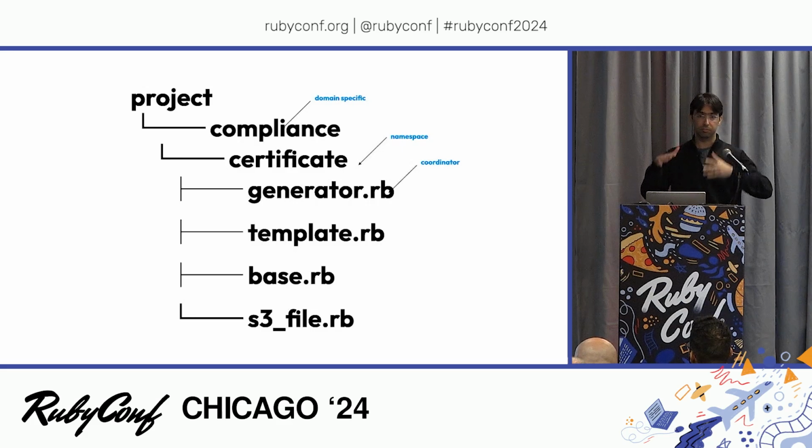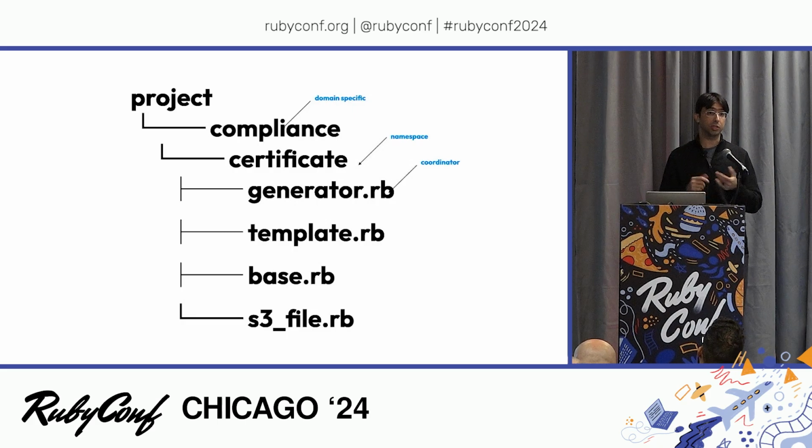We created a folder, named it compliance. And in Ruby, it doesn't need to be a namespace. It doesn't need to be in your code. It can just be a folder. And now anytime we have anything compliance related, any compliance related feature, we'll put it there. We created another folder called certificate, and that's a namespace. So that'll be a module called certificate. And that's how we bring together these three components.